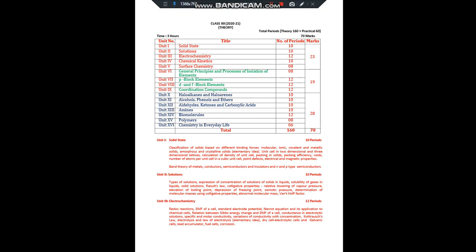So in chemistry we have 2 parts. The first part deals with physical chemistry as well as inorganic chemistry. If you sum this up, the first 9 chapters carry near about 42 marks.